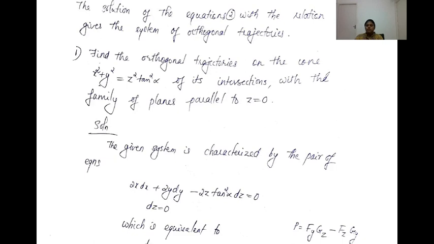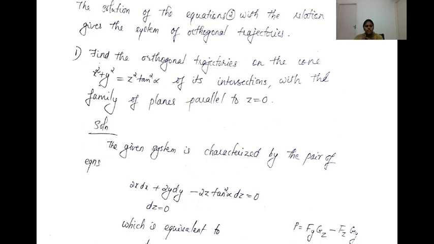So the equations are f of x y z equal to 0, g of x y z equal to c1. First find the simultaneous equation for that given family. You will get dx by p, dy by q, dz by r, and using that p, q, r and the components fx, fy and fz, from that solve for dx dash, dy dash and dz dash. That will give the simultaneous equation for the orthogonal trajectory.